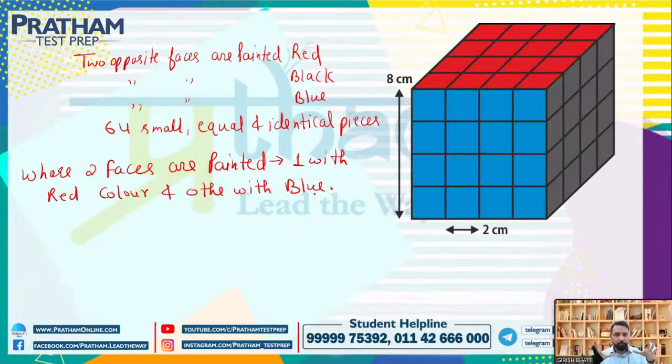This is one large solid cube. Two opposite faces of that large solid cube are painted with red color, two opposite faces are painted with black color, and the remaining two faces are painted with blue color. That large solid cube can be cut into 64 small, equal, and identical pieces. So how many small pieces are there whose exactly two faces are painted, and out of these two faces, one should be painted with red color and other with blue color? Specific. We are very specific.